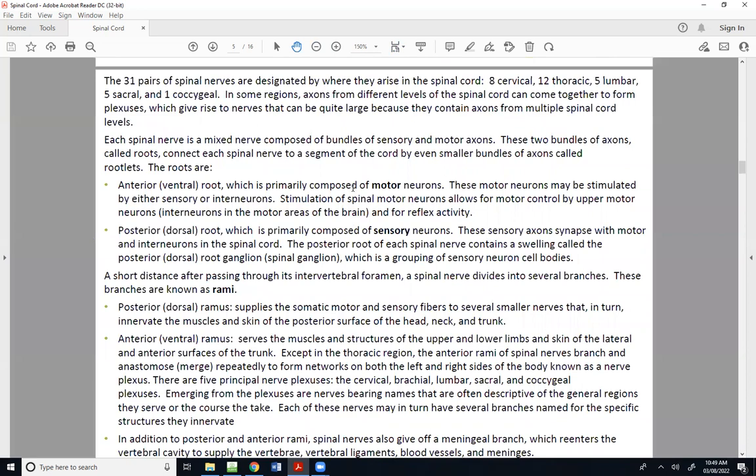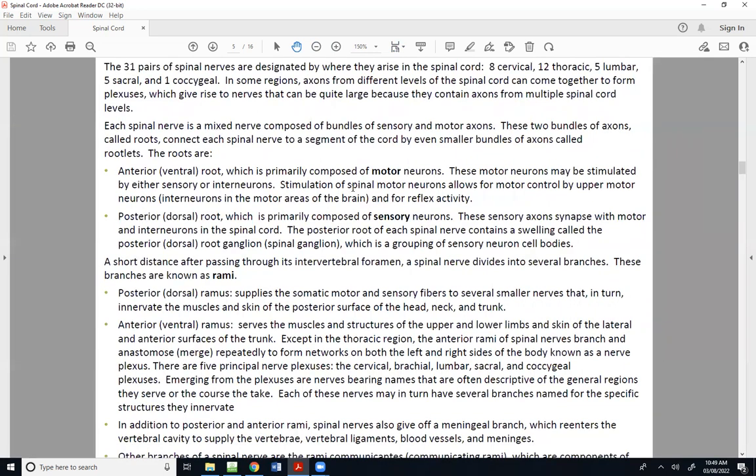All right, I've mentioned this several times, but there are 31 pairs of spinal nerves. We designate them by where they arise in the spinal cord. 8 pairs of cervical, 12 pairs thoracic, 5 lumbar, 5 sacral, and 1 pair from the coccygeal region. In some regions, axons from different levels of spinal cord can come together to form plexuses, giving rise to nerves that can be quite large because they contain axons from multiple spinal cord levels.